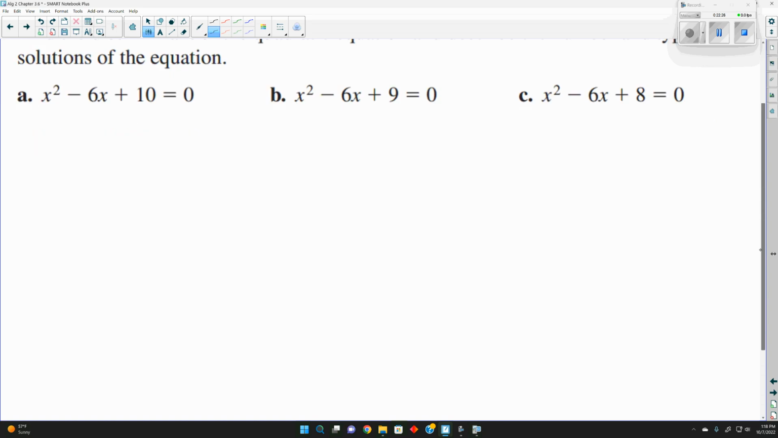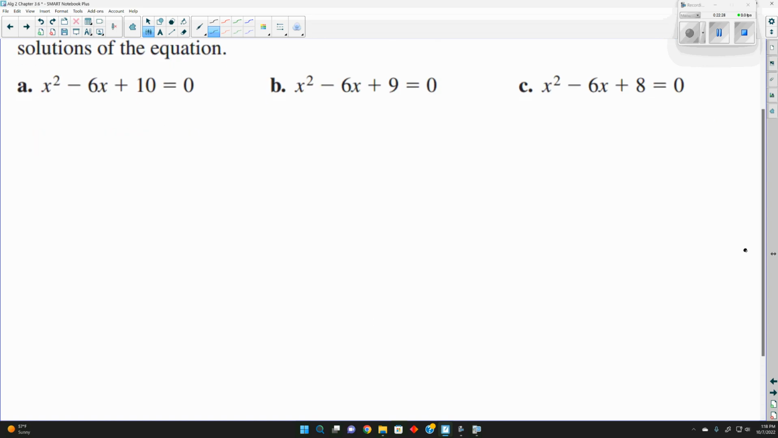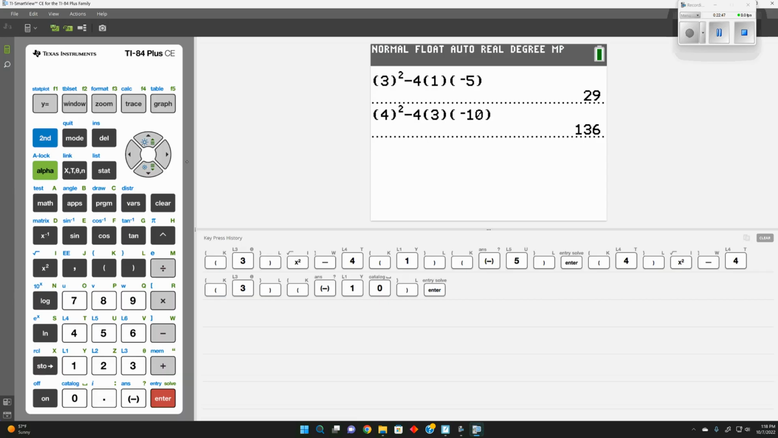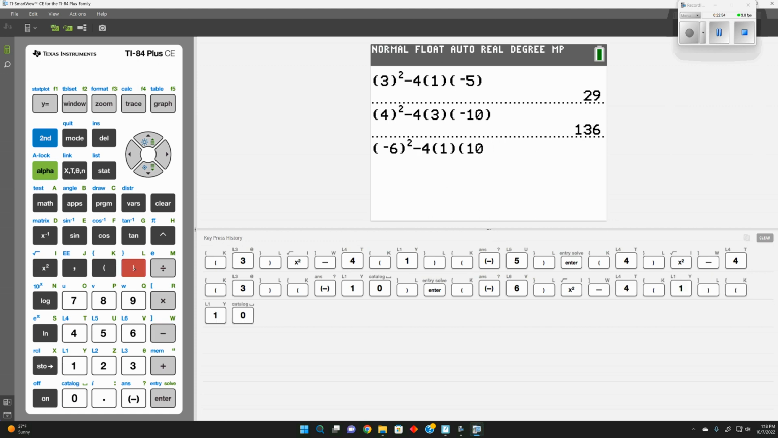So let's look at these here. For the first one, we're finding the value b squared minus 4ac. Well, b in our case is negative 6 squared, minus 4, a is 1 and c is positive 10. At this point, we could plug it into the calculator. Negative 6 squared minus 4 times 1 times 10, and it is negative 4.